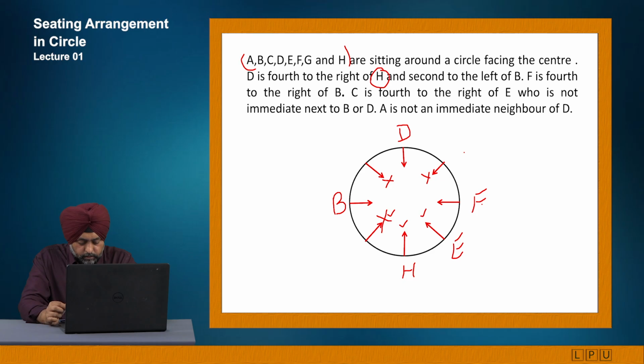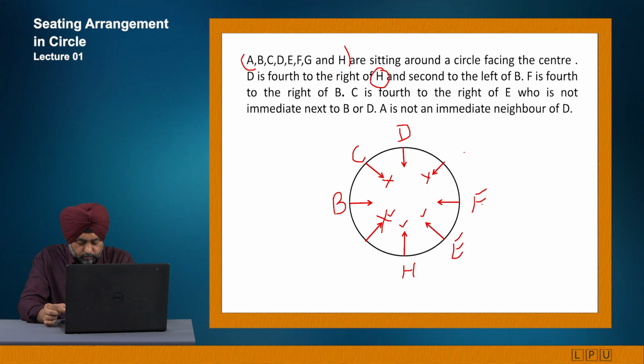So again the line: C is fourth to the right of E, who is not a neighbor of B or D. So we have got the position of E, now we have to see the position of C. C is fourth to the right of E. Right means anti-clockwise: first, second, third, fourth. So C will come here.